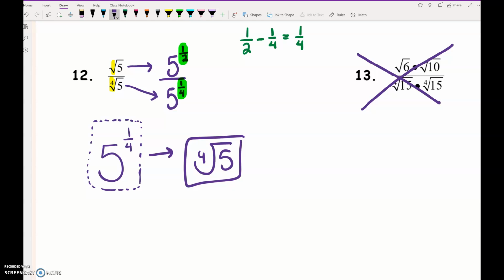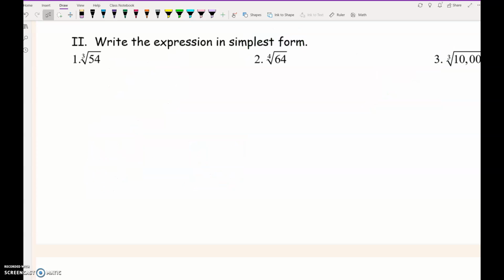We're not going to go there for number 13 yet. For part 2, you definitely need your perfects chart.